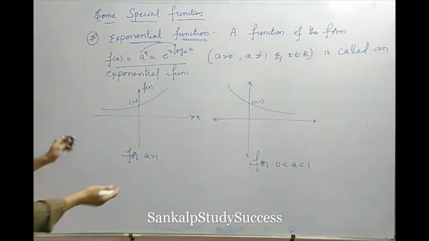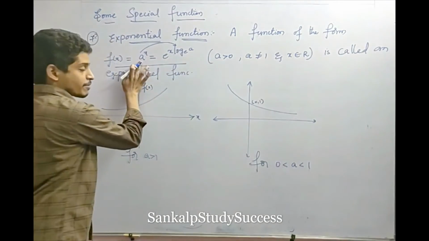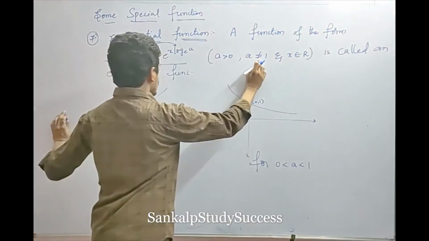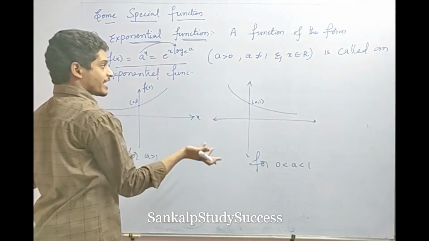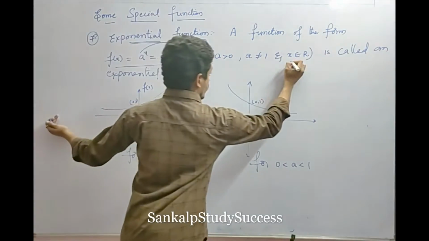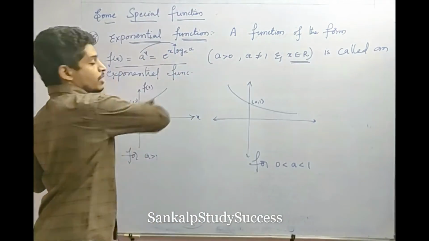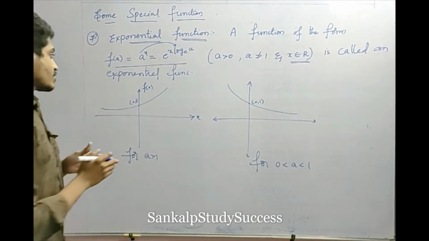So a is always greater than 0. A should never be negative, and a is always not equal to 1. If it is 1, the final value will be 1, right? So not equal to 1, and x belongs to real numbers. This power belongs to the real number set. It is called an exponential function, friends.